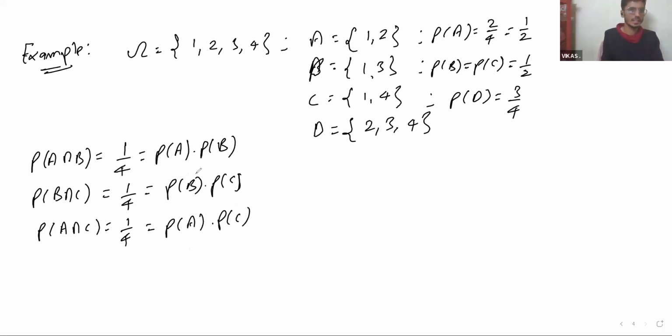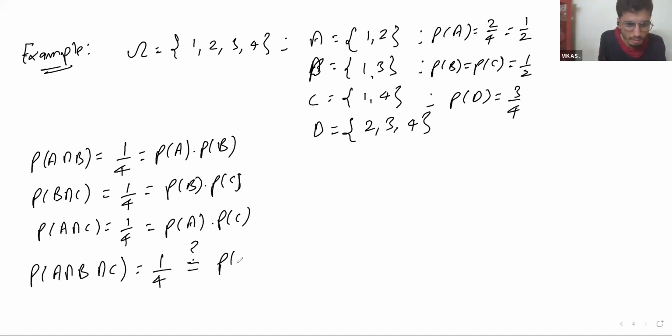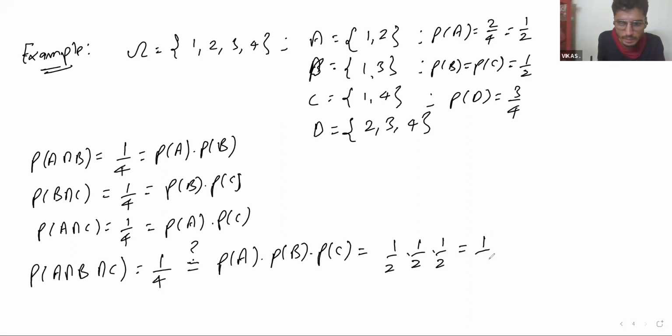So you can easily see that this A, B, C satisfies the condition of pairwise independence. Now let's see probability of A intersection B intersection C. What is in the intersection A, B, C? That is 1. That is 1 by 4. Can we write it as probability of A, probability of B, probability of C? Let's try to write it. What is the probability of A? That is 1 by 2. Probability of B 1 by 2. 1 by 2, that is 1 by 8. So you can see that this is not equal.